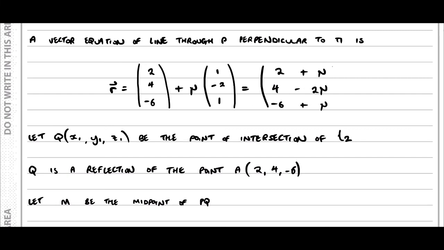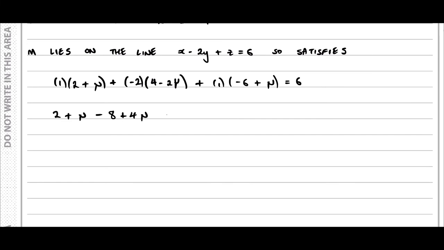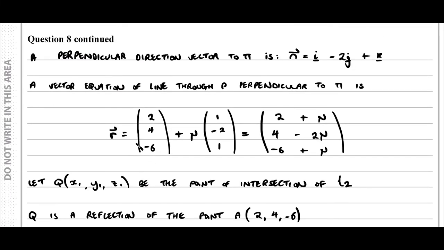And then we have our next property, minus 2 lots of 4 minus 2 mu. And then we have 1 lots of minus 6 plus mu. All this is equal to 6. So we have 2 plus mu minus 8 plus 4 mu minus 6 plus mu equals 6. Simplifying, we have 6 mu equals 18. Mu is equal to 3. And therefore, from this, we can find out the position vector of M.